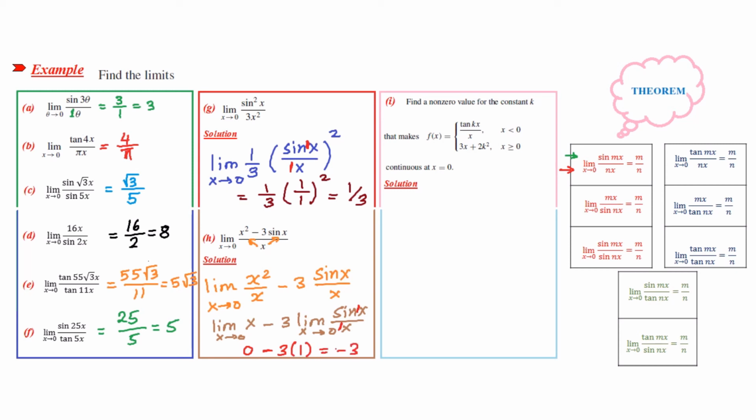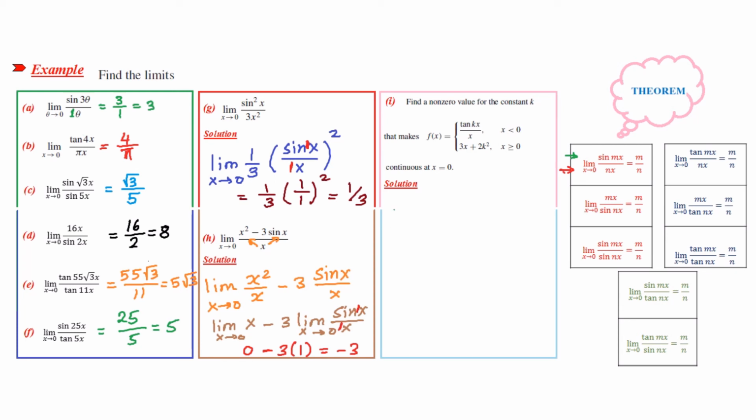In part I, find a non-zero value of the constant k that makes f of x equal tan kx over x when x is less than 0, and 3x plus 2k squared when x is greater than or equal to 0, continuous at x equal to 0. Continuous means that the limit from the right of 0 equals the limit from the left of 0.